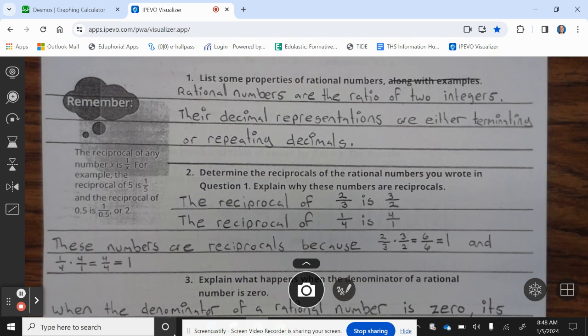1. List some properties of rational numbers. Rational numbers are the ratio of two integers. Their decimal representations are either terminating or repeating decimals.